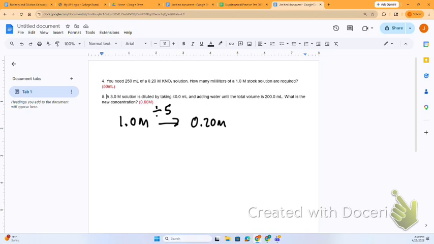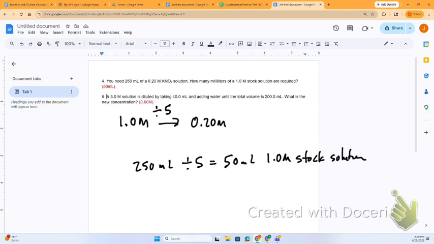Which means that out of the 250 milliliters, right, of the total solution that I want to make, 1/5 of that should be the 1.0 molar stock solution. So if I take the 250 and divide that by 5, I will get 50 milliliters. Well, what does that mean? That means out of the 250, 50 milliliters will be the 1.0 molar stock solution. Right? Okay, and you can solve it that way. And then the other 200, or a little over 200, because when you do this, it's a little weird, the other 200 will be water, right?